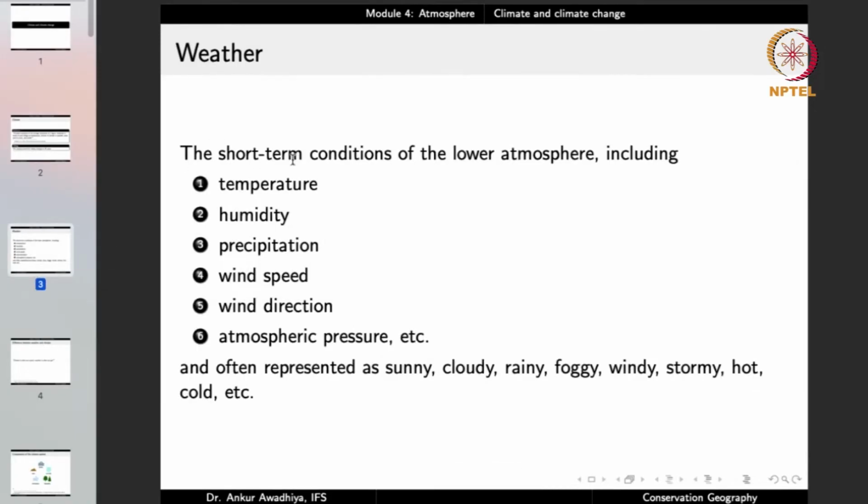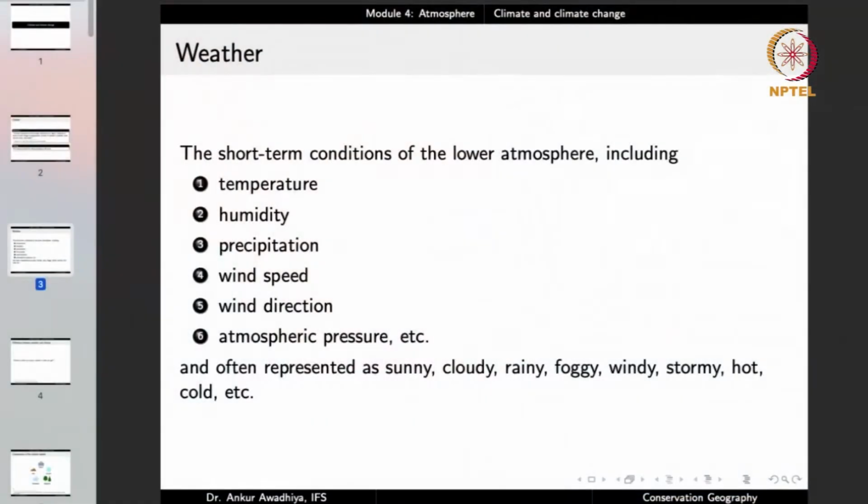Weather is the short-term conditions of the lower atmosphere. Here also we are talking about the same things: temperature, humidity, precipitation, wind speed, wind direction, atmospheric pressure, and so on. But in the short run. So essentially, in the month of December, most parts of North India have a winter season. So the climate is cold.